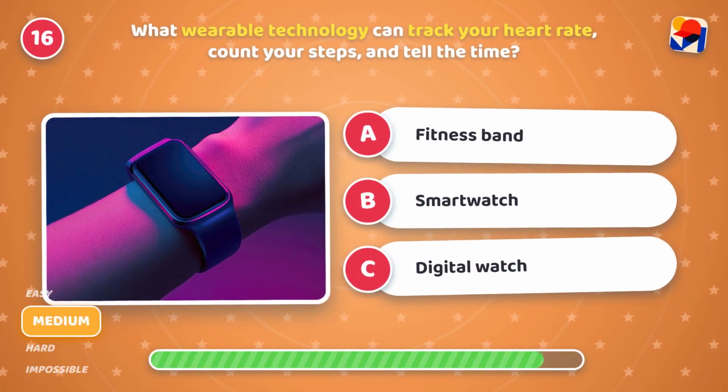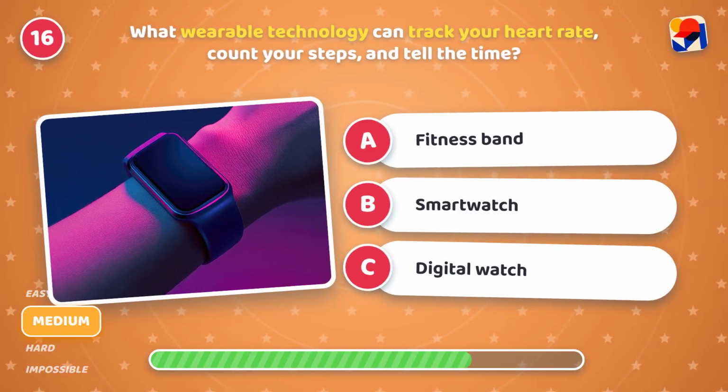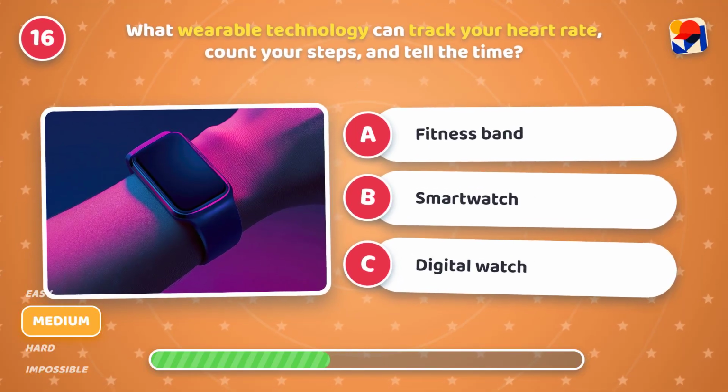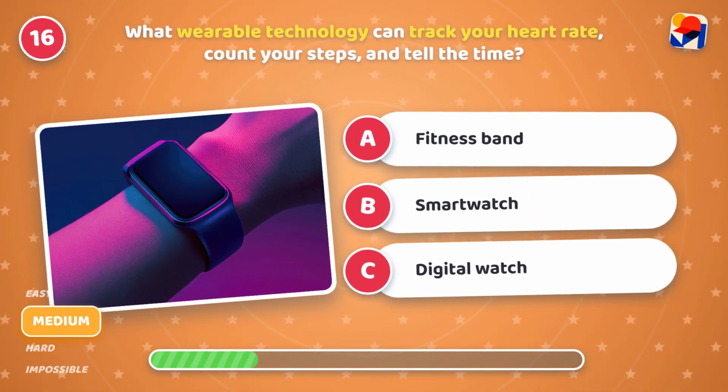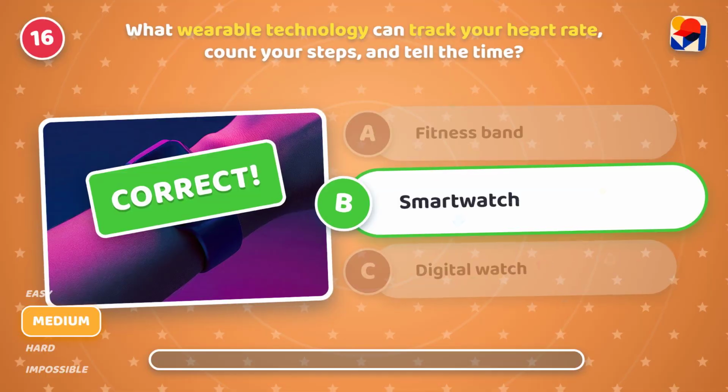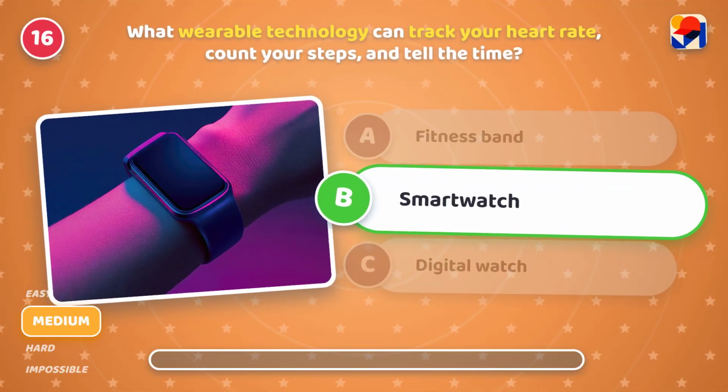What wearable technology can track your heart rate, count your steps, and tell the time? Is it A, fitness band, B, smartwatch, or C, digital watch? It's B, smartwatch. It monitors your daily health.